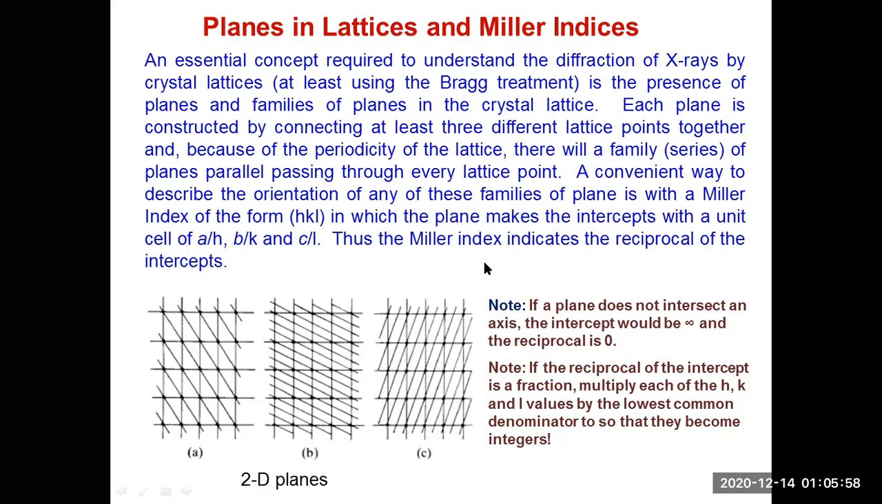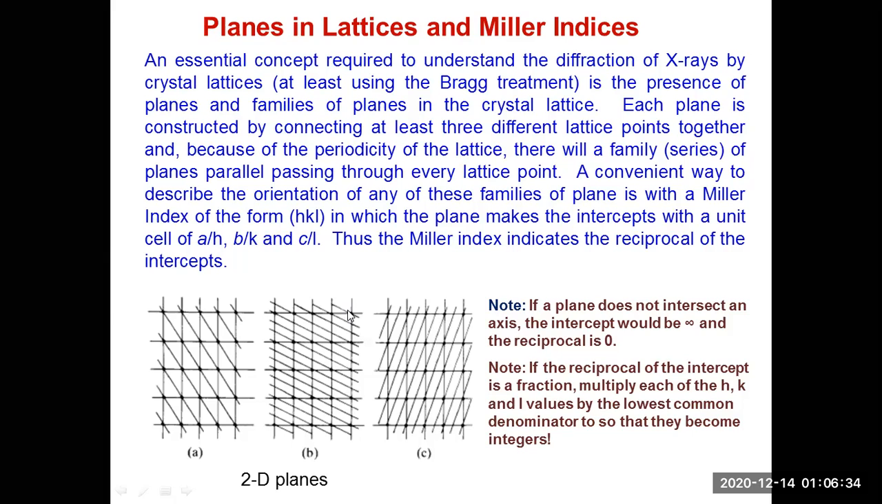And here, regarding the Miller indices, everybody should keep in mind that the plane may not intersect an axis. Here you can see that by means of this two-dimension plane, I want to show you that there are two axes, the x-axis and y-axis. If a plane does not intersect an axis, what is the meaning of intersecting? You can see this particular point here.